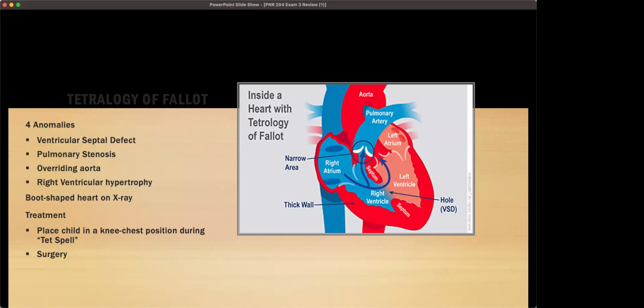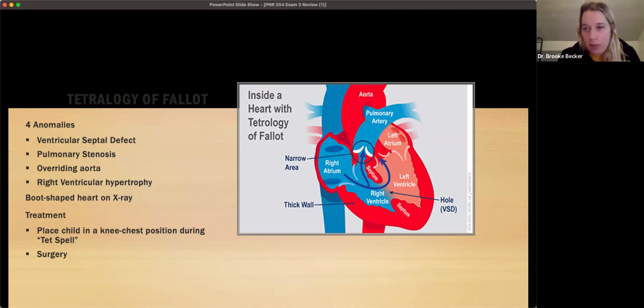Okay. And if you do an x-ray of these kids with tetralogy of Fallot, a lot of times the heart looks like a boot, just because of the hypertrophy of that right side. Usually the left ventricle is more muscular, because it has to pump further. But in this case, it's the right side.